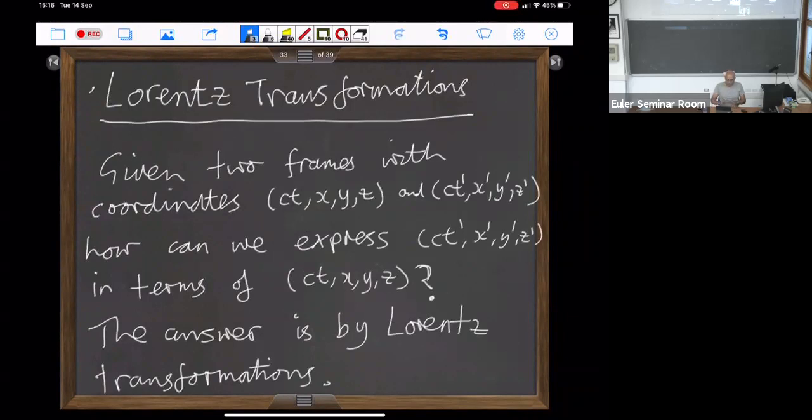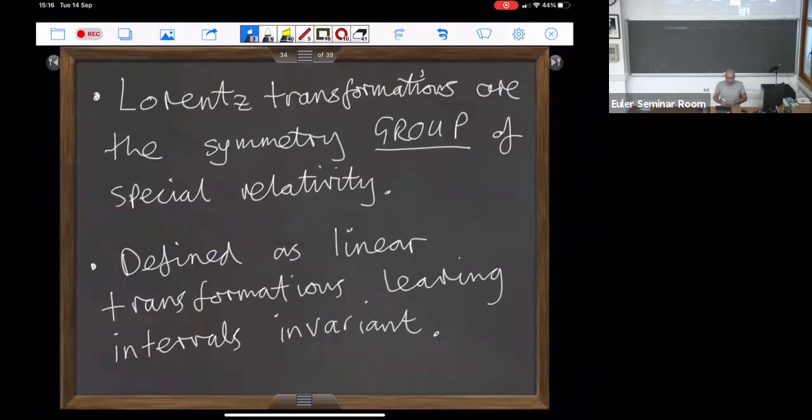Okay, so now we're building up towards defining mathematically the Lorentz transformations. Given two frames with coordinates t, x, y, z, or t prime, x prime, y prime, z prime, how do we express the primed coordinates in terms of the original ones? And the answer to that is Lorentz transformations, which are the mathematical foundation of relativity theory.